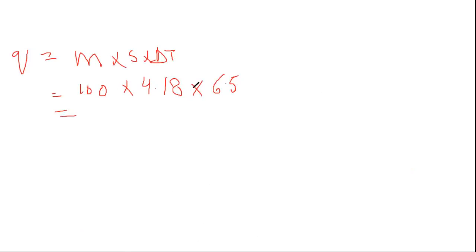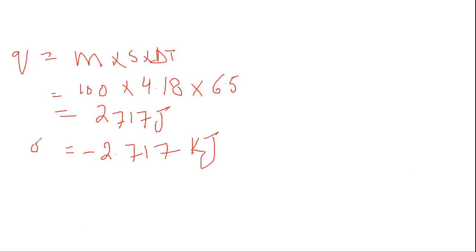So multiply all these values, it will be equal to 2717 joules. Change it into kilojoules, it will be equal to 2.717 kilojoules. Place the minus sign because the reaction is exothermic. As we know, a neutralization reaction is exothermic. This value is not for 1 mole. This value is basically for, let's see, how many moles?